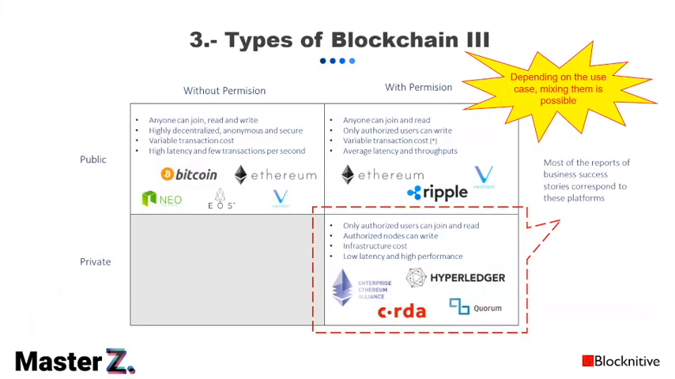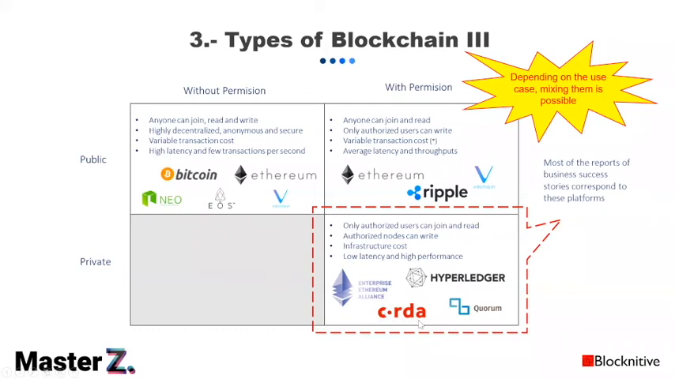And to conclude, here you have a little summary. You have public, without permission, with permission, without permission. And the most important thing is, if you are thinking of B2C use cases, you will use more public ones. If you are thinking of B2B use cases, you will go more for Hyperledger Fabric.